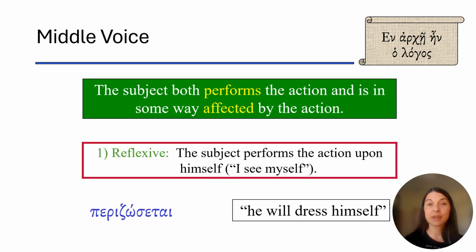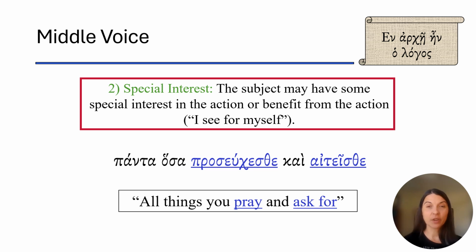In the middle voice, the subject is performing the action, but also is somehow affected by the action. One way this happens is through a reflexive means. So the subject is performing the action upon themselves. So this word says "he will dress himself." The middle voice also may indicate a special interest. The subject may have some sort of special interest in the action, or they may be benefiting from the action. "I see for myself." So in this example, "all things you pray and ask for."